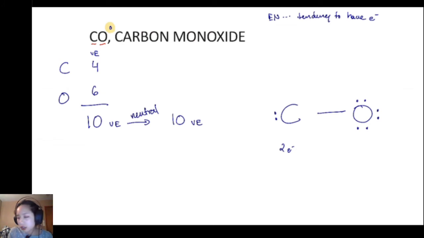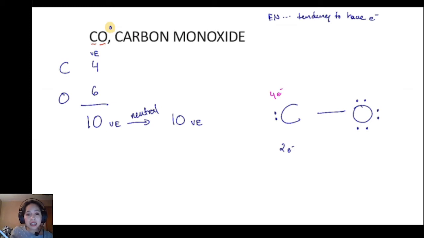Well, we already placed all our electrons, but then that last step is you need to check the octets of everything. So oxygen here has a filled octet. There's 8, but carbon does not. So carbon only has 1, 2, 3, 4. It only has 4 electrons, this carbon.